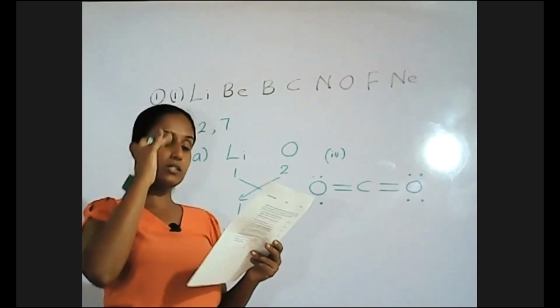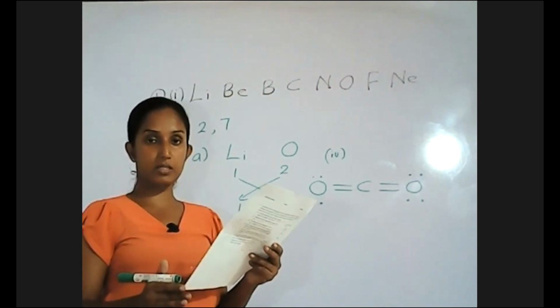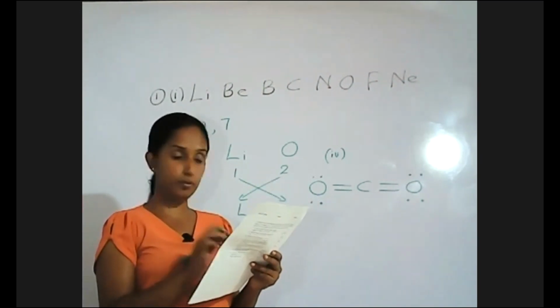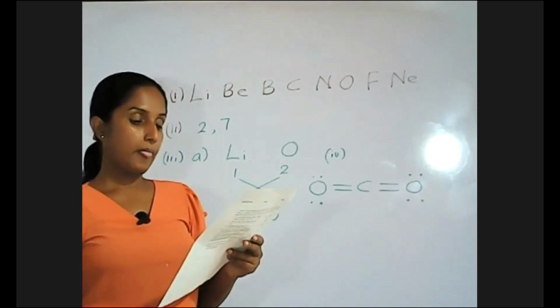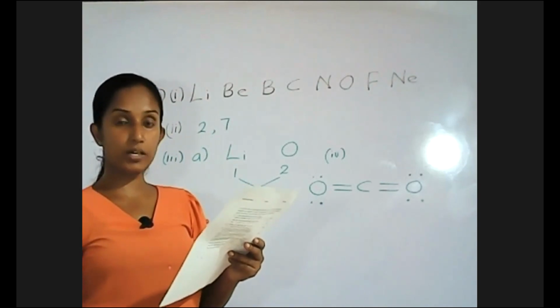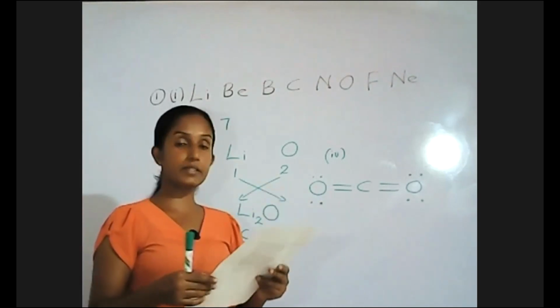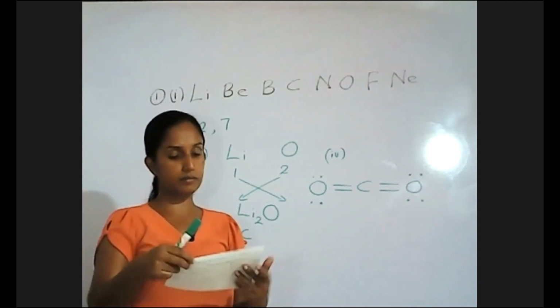Yes, the lowest first ionization energy we can find in the first group elements, so it should be lithium. You have to write respectively. And the highest electronegativity, what is that one? Fluorine. Lithium and fluorine. Yes, we will move to the second one.